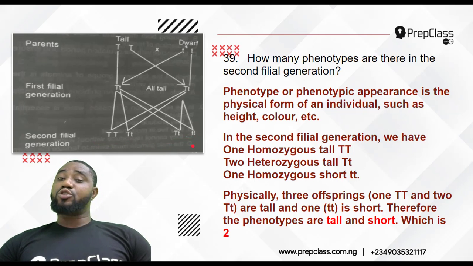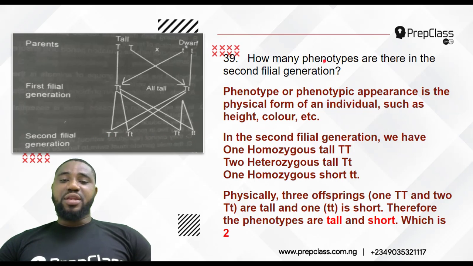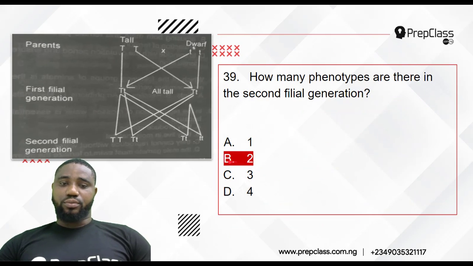How many phenotypes are there? It is 2. That's phenotypic appearance. They are tall and short. So therefore, the phenotypes are tall and short, which is 2. The answer is 2. Though 3 are tall, 1 is short, but how many physically? We have only tall and short there. So the answer is tall and short, 2.